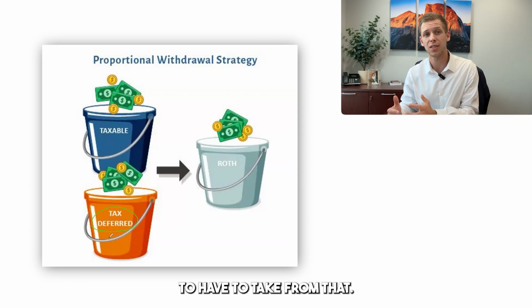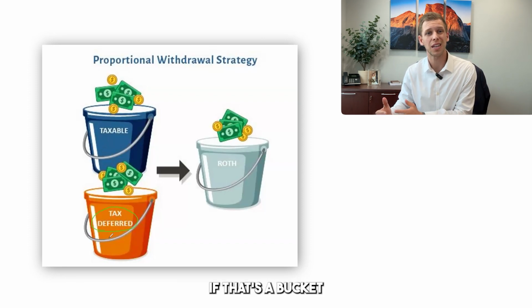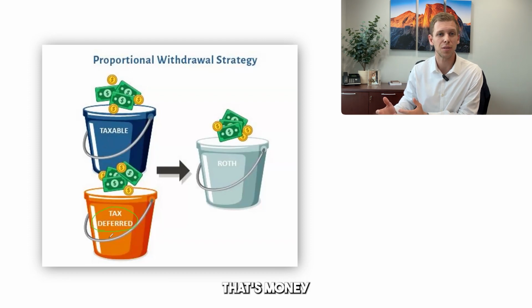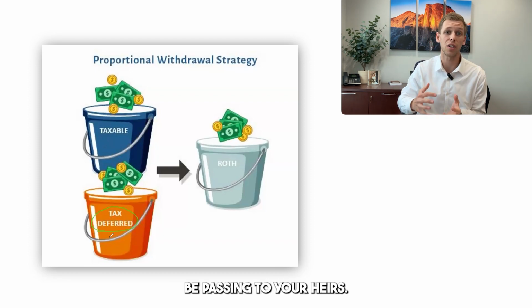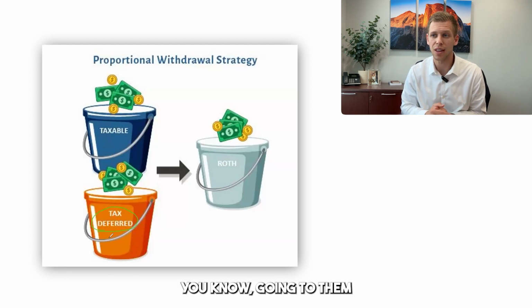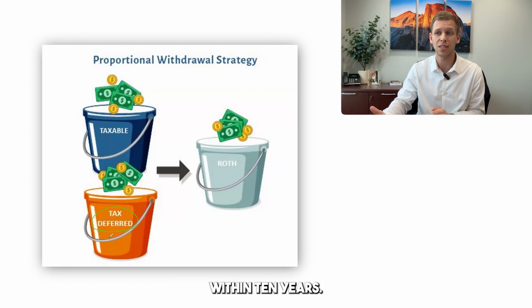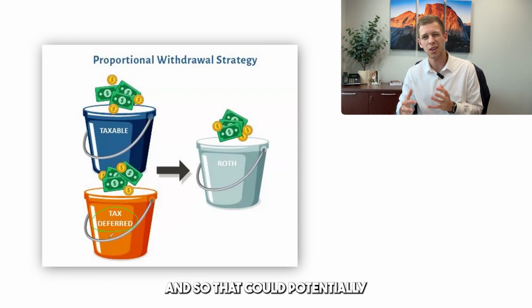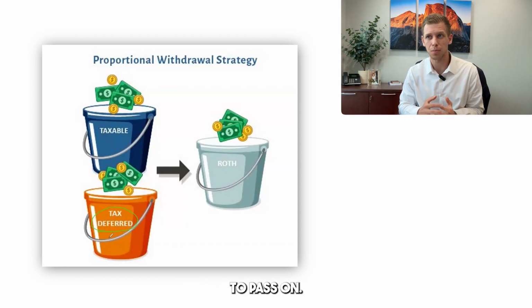And so at some point you're going to have to take from that. And also if that's a bucket that doesn't get spent down, that's money that's going to be passing to your heirs, and that money potentially could be going to them when they're in their peak earning years, and they're going to have to deplete that account within 10 years. And so that could potentially be a big tax burden to pass on.